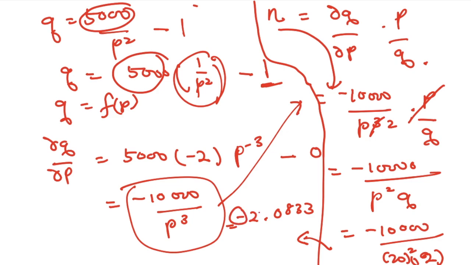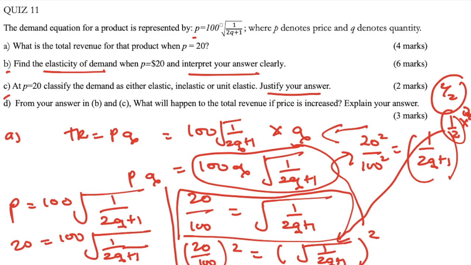Ignore the minus sign. We just want to see this. Why do we have to ignore the minus sign? Because the minus sign just shows you the negative relationship between quantity and the price of the good itself, and that is basically the law of demand. So if you go back to the question, we need to find the elasticity and then interpret your answer clearly. You have found the elasticity value, which is 2.0833, but you need to interpret it.